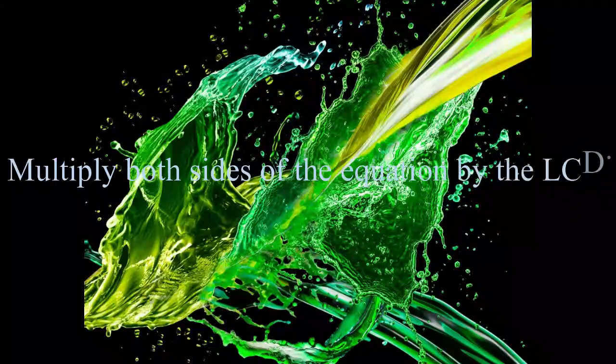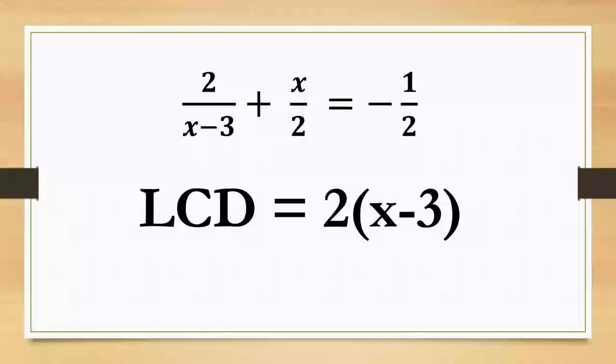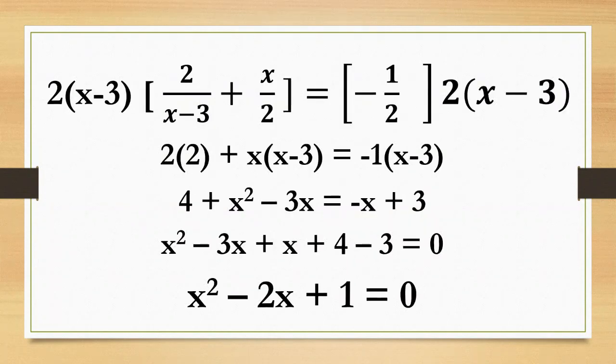And after we identify the least common denominator of the given rational, this time we're going to proceed to step number 2. And that is multiply both sides of the equation by the LCD. And since the least common denominator of the rational is 2 times the quantity of x minus 3, meaning we're going to multiply both members of the equation by the LCD. So that's why it becomes 2 times the quantity of x minus 3 times the given rational, which is 2 over x minus 3 plus x over 2 equals negative 1 half.